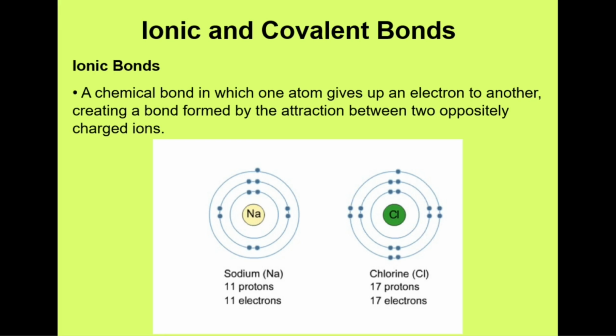And if we look to the right, we can see chlorine. It has an atomic number of 17. So 17 protons, 17 electrons. The positives and the negatives balance each other out. And this is the typical state of any given atom. They are electrically neutral because they balance each other out. Same number of protons as electrons.